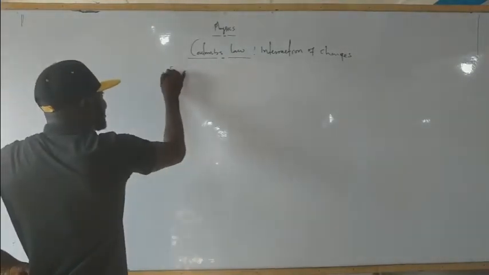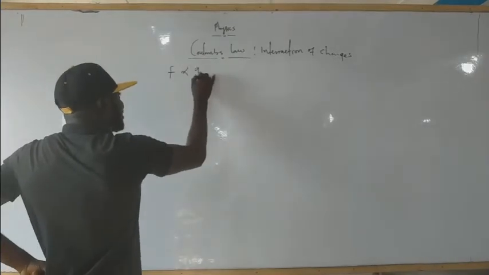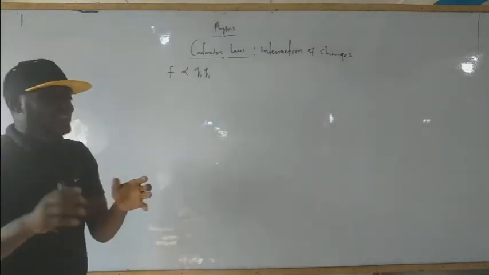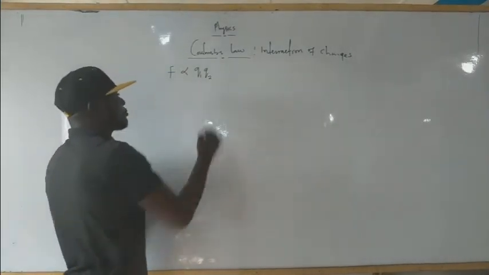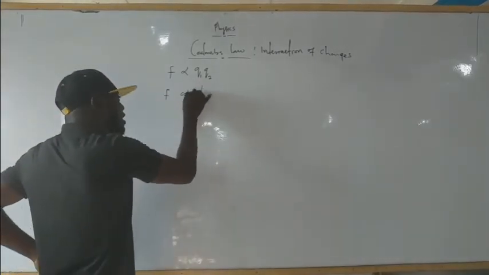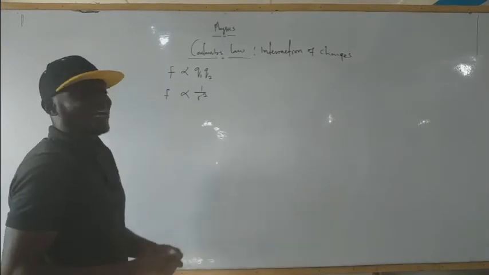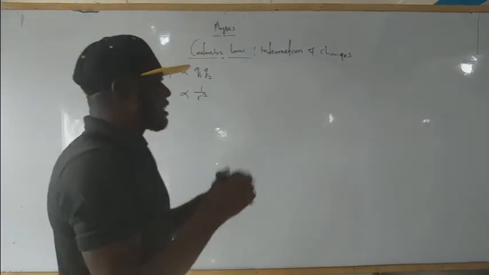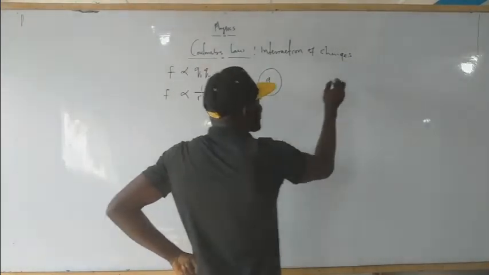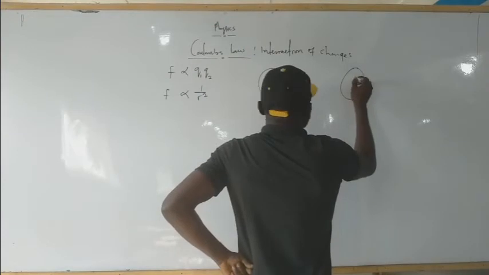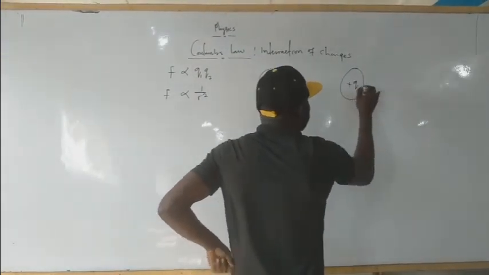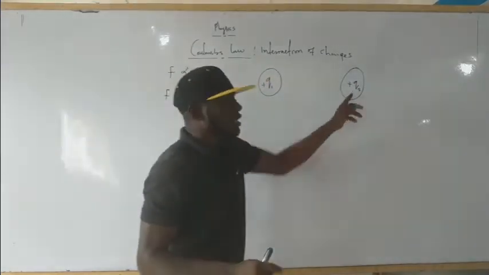The force of attraction, that is F, is directly proportional to the product of two different charges, Q1 and Q2. Okay? And that force is also inversely proportional to the square of their distance apart. So let's say for instance that we have a plus charge Q1 and a plus charge Q2. Same charge, they want to repel.